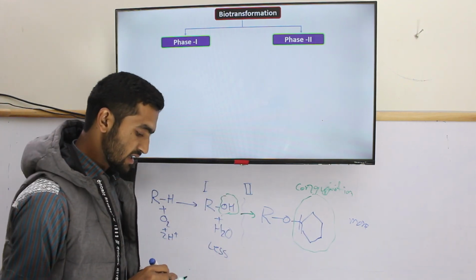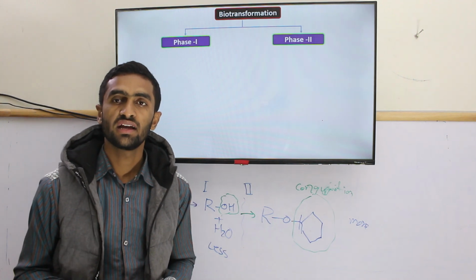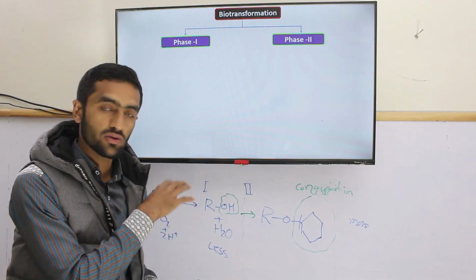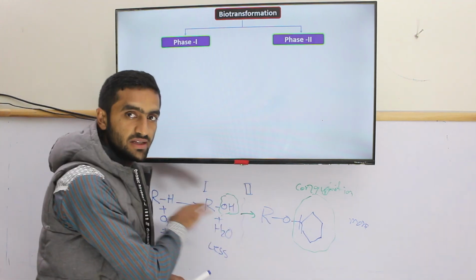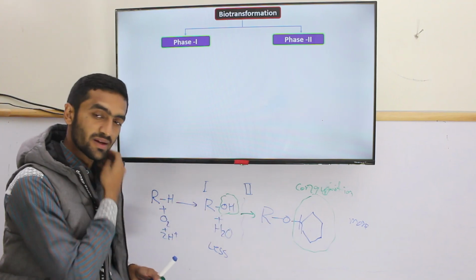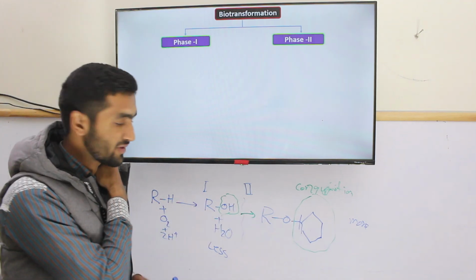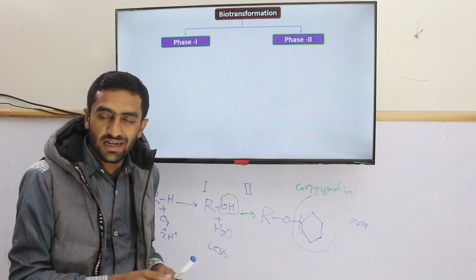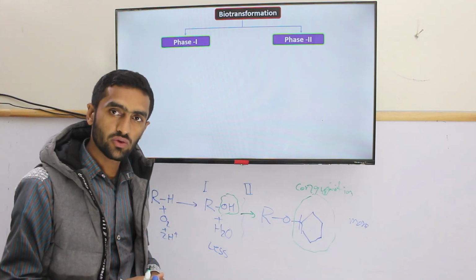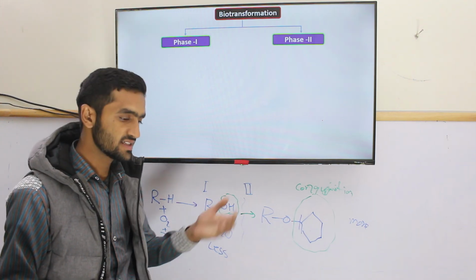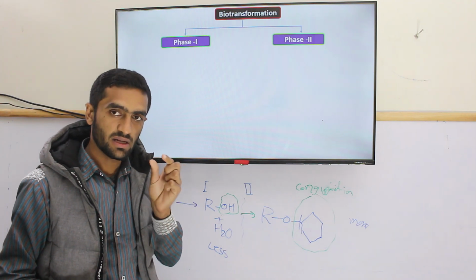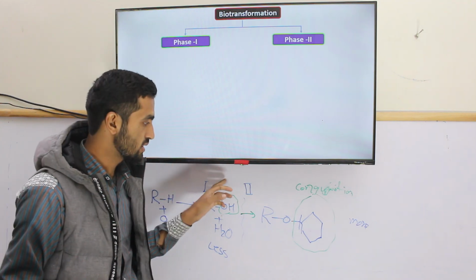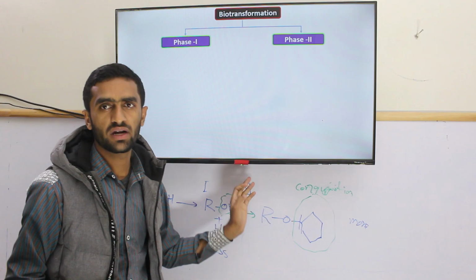In some cases, it's not necessarily that all of our drugs undergo this phase 1 and phase 2 series. For example, if a drug already has an OH group, is there any need to go into phase 1? Of course not. If it already has some other polar group, it directly enters into phase 2 and is excreted.